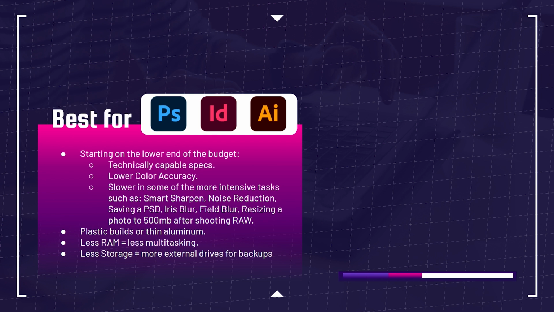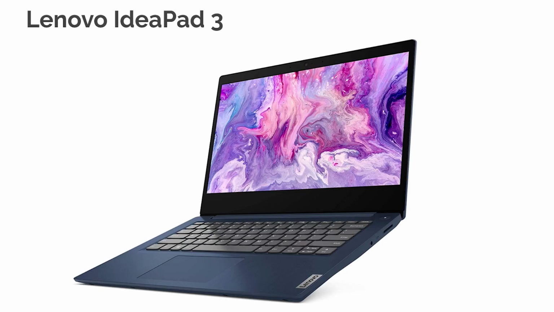Now, these are going to have plastic build qualities or thin aluminum. They're going to have less RAM, which means you might get less multitasking, and less storage, which means you might end up having to use some external drive backups in order to make sure you get the most out of this laptop and you don't run out of space. So without further ado, let's jump into our first laptop, and that's the Lenovo IdeaPad 3.